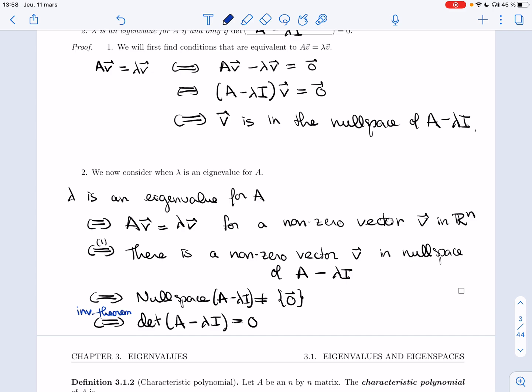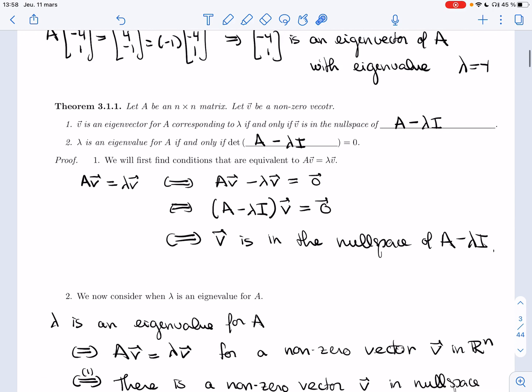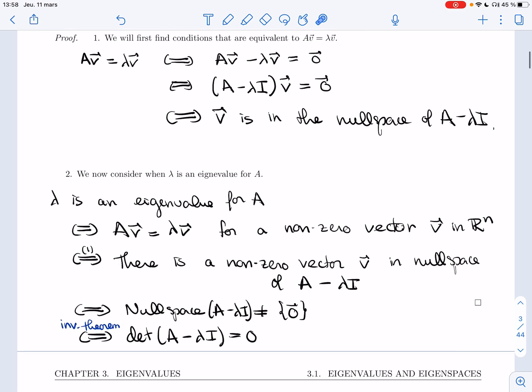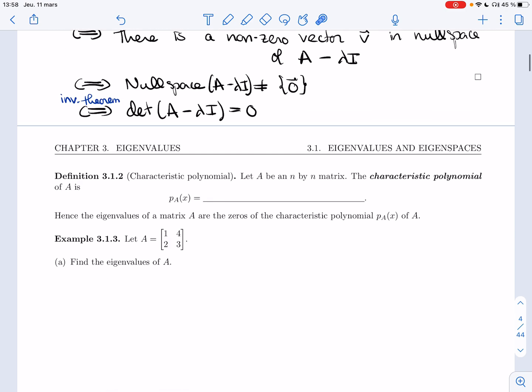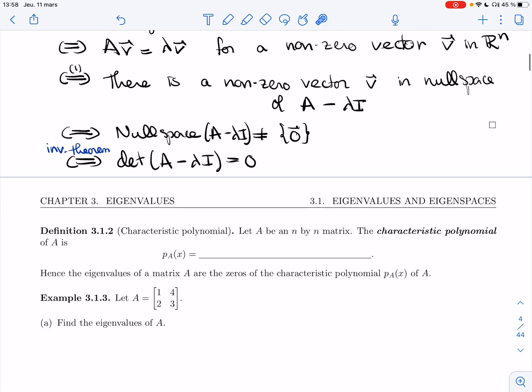All right, so this is how we're going to find eigenvalues, by checking when this determinant is 0. And then when we want to find eigenvectors, we'll be looking at the null space of this matrix for those specific values that are eigenvalues. All right, so let's see. For this, we're going to need a tiny bit more vocabulary.